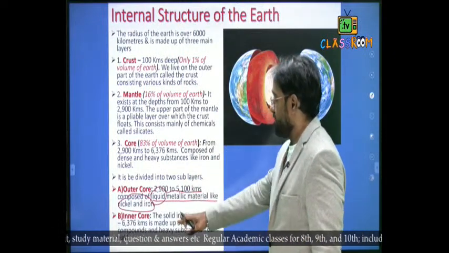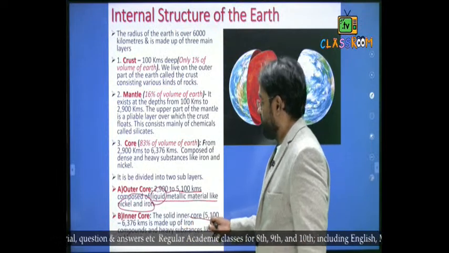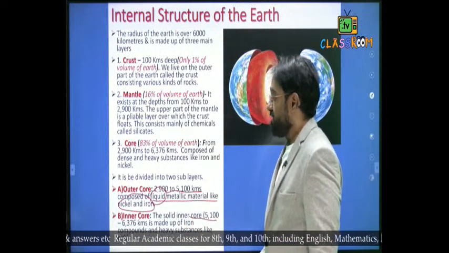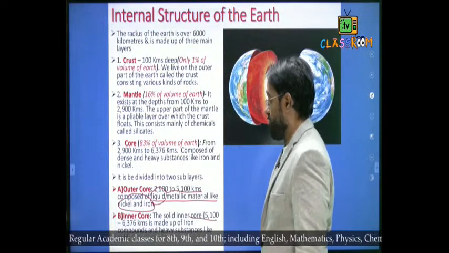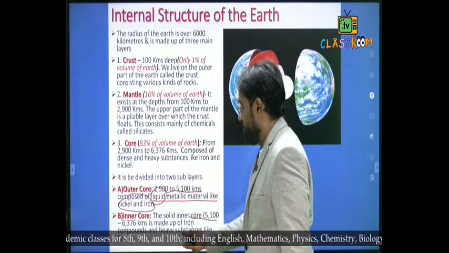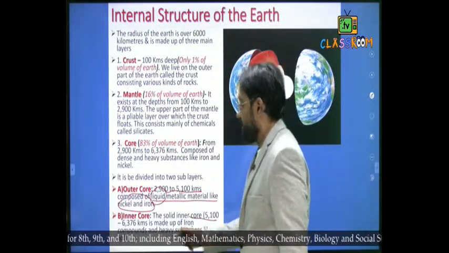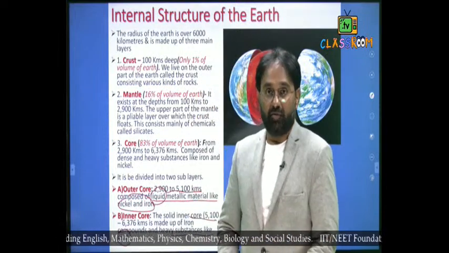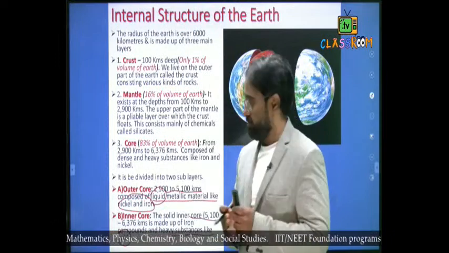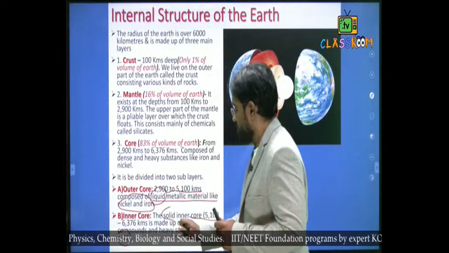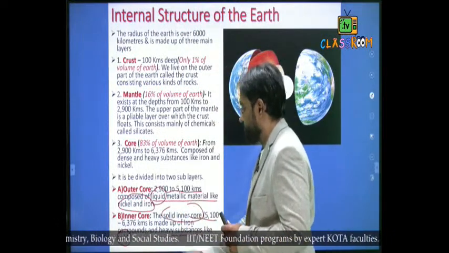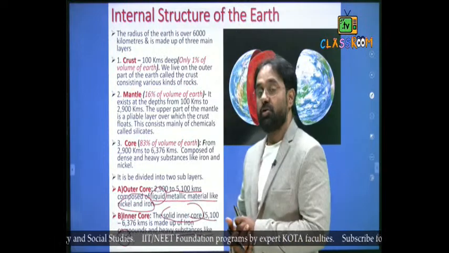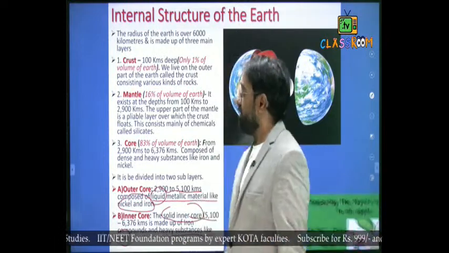Okay, and the inner core, the solid inner core, 5,100 kilometers to 6,376 kilometers, is made up of iron compounds and heavy substances like gold. Understand? Where will you find gold? You will find gold in the inner core. The inner core is the solid inner core which has iron and nickel and also gold in the solid format.